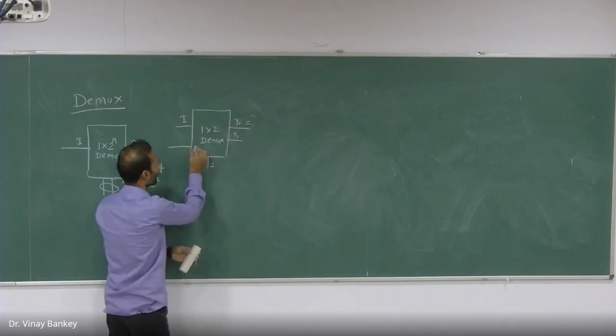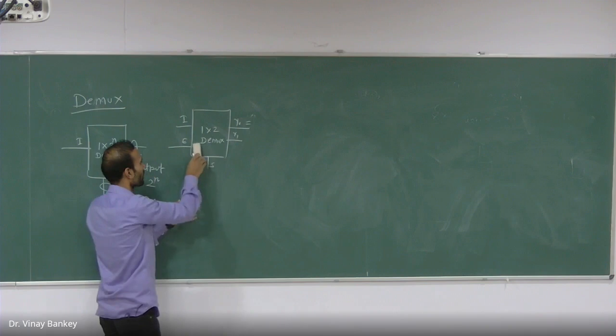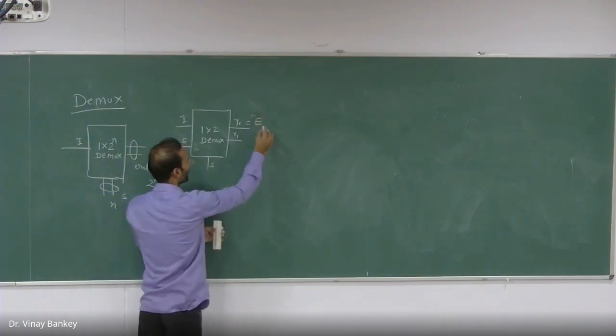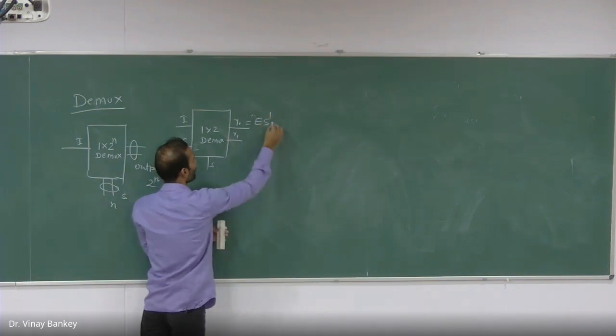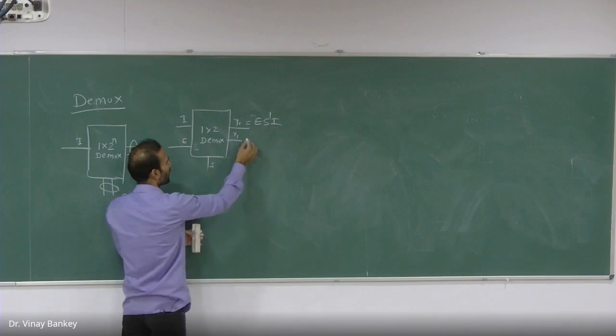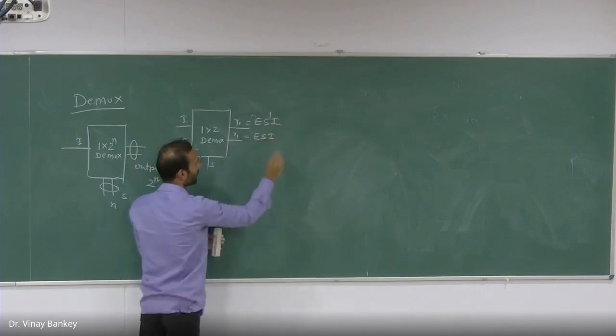Let's suppose there is an enable input also. I should not write it inside this, I should write it outside this. So enable input and S0 bar and I. Again, y1 will be what? Enable, S0 and I.